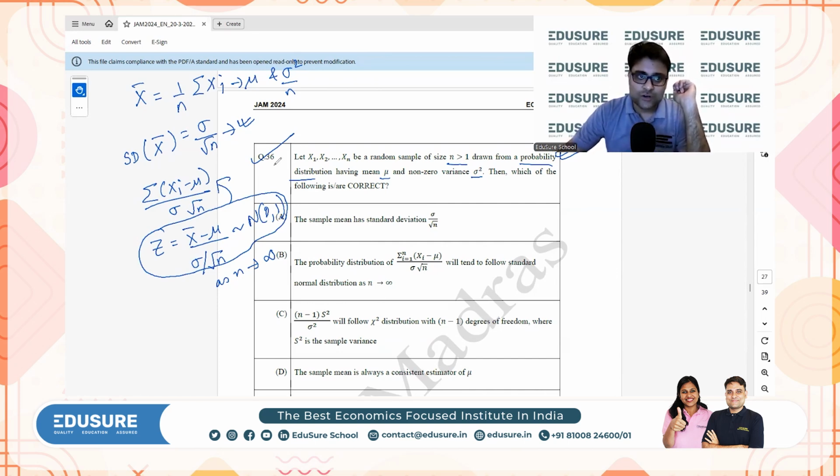Okay. So for option B also it is correct. So A is correct. B is also correct. Now let's take a look at option C.